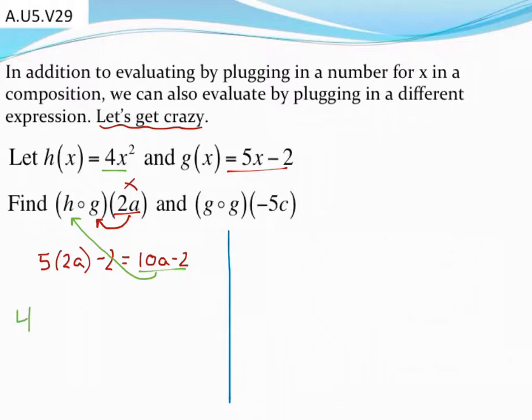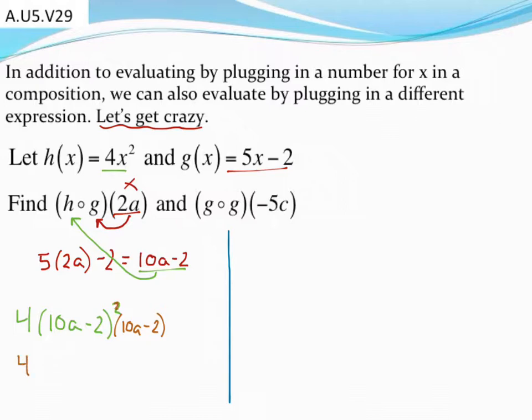So 4 times parentheses 10a minus 2, and then there's a squared on that. So now I guess maybe the hardest part of this is going to be the simplifying. First, I cannot distribute the 4, exponents come first. However, I also cannot distribute the exponent. If you remember what this means, it means take 10a minus 2 and multiply it by itself. So let's just write it multiplied by itself 2 times.